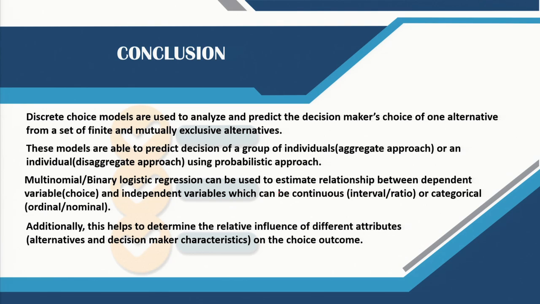Additionally, this helps to determine the relative influence of different attributes, alternatives and decision maker characteristics on the choice outcome. That means we can formulate models for both binary and multinomial logistic regression, and we can formulate the effect of each of those characteristics, and the relative importance of those characteristics can also be determined.